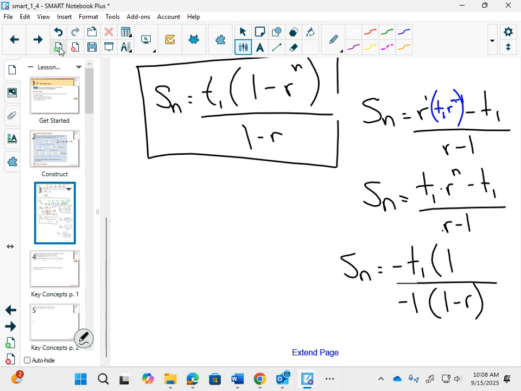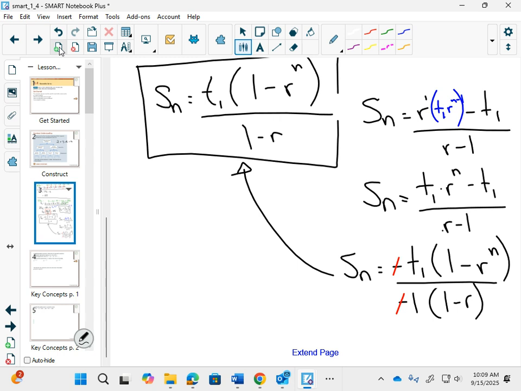I'll write that first. And if I take out a negative term 1 out of term 1 r^n, I get a negative r to the n. And of course, a negative divided by a negative, those could cancel out. And we have this version of the formula that's on your formula sheet.